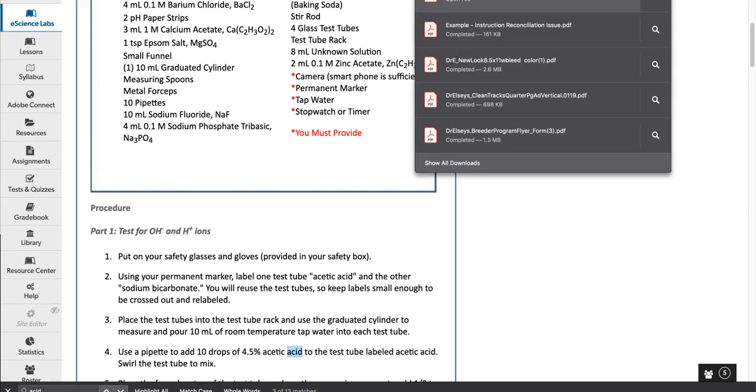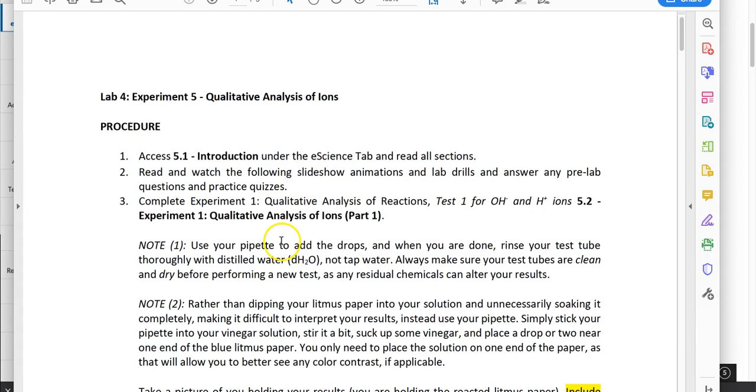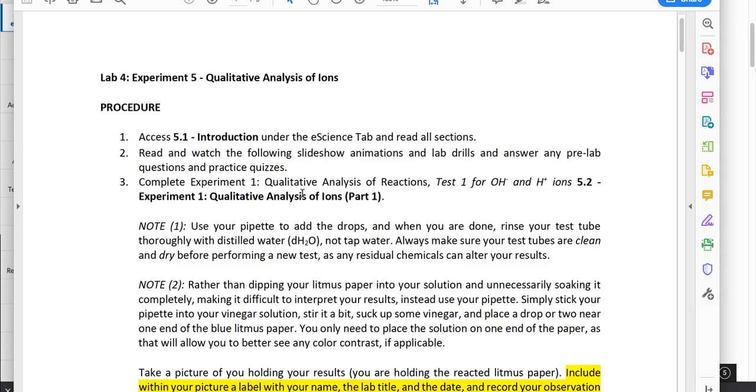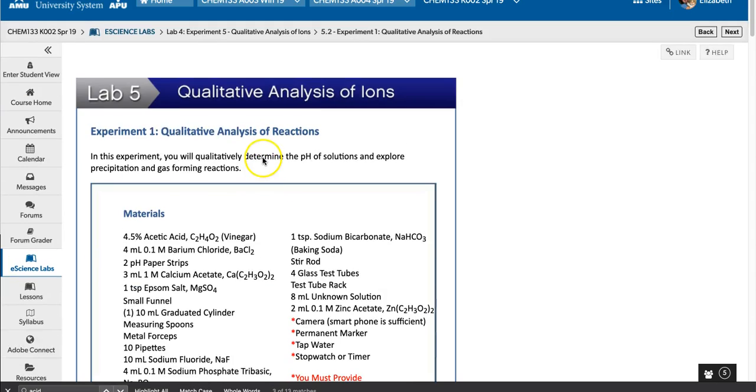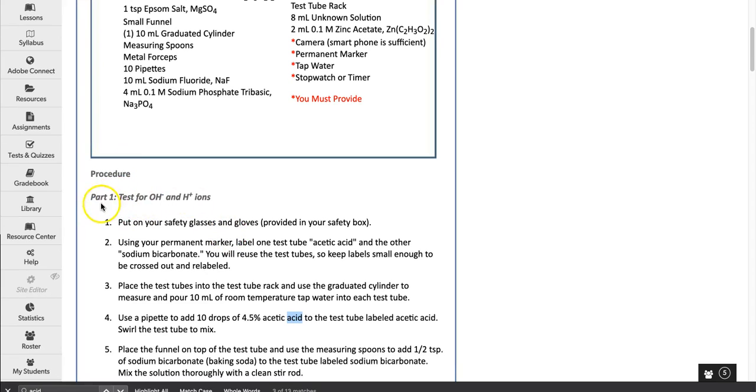But then the other thing, of course, which as you seem to recognize, is that our instructions take precedence. So as it says here, you start with accessing 5.1, the introduction, just read through that. That just explains some things about the overall concept and theory. And then you go ahead and complete the experiment. You're going to test for hydroxide and hydrogen ions, in 5.2, Experiment 1. So that's what I'm showing right here, qualitative analysis of reactions. And right here, part 1, we're going to test for the hydroxide and the hydrogen ions.